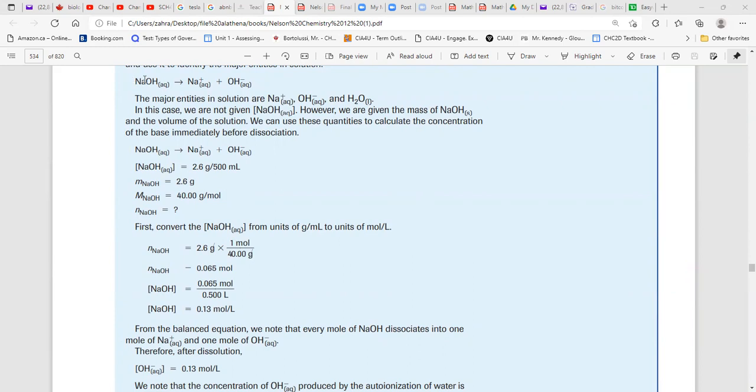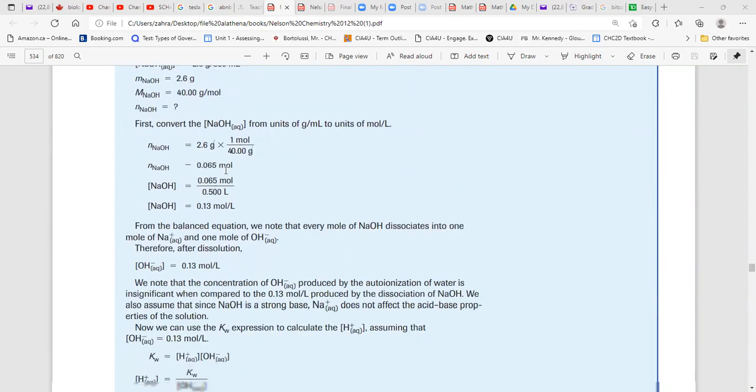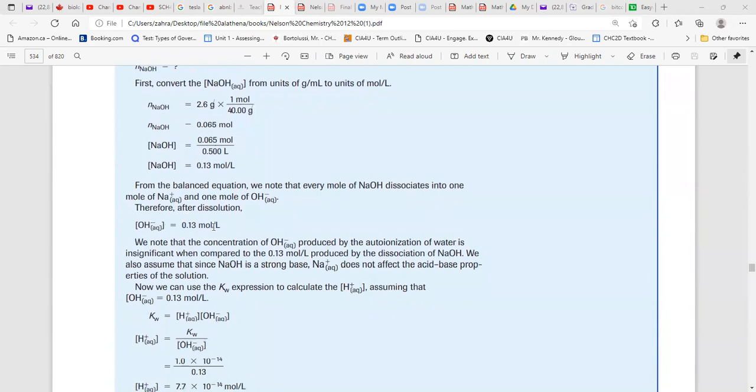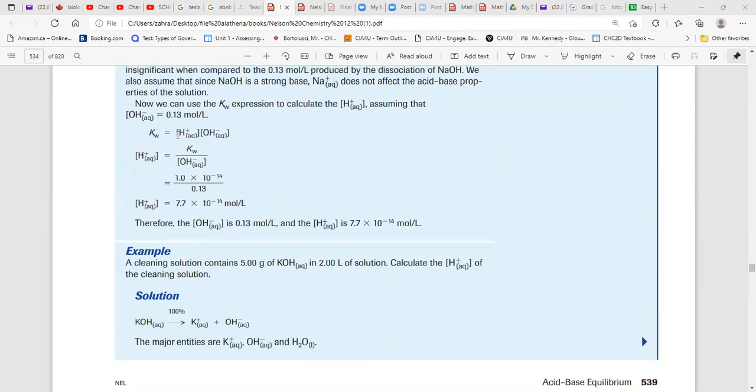Since the coefficient is 1, 1, 1, the concentration of NaOH and OH are going to be the same. So we're getting the concentration of the OH. Again, Kw is the concentration of the hydrogen multiplied by OH. Rearranging for the concentration of hydrogen, it is Kw divided by OH. The concentration of hydrogen, you can easily calculate that.